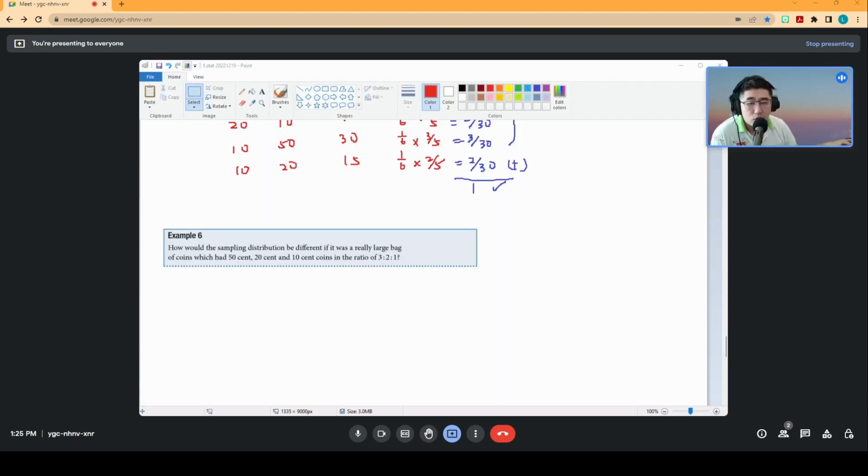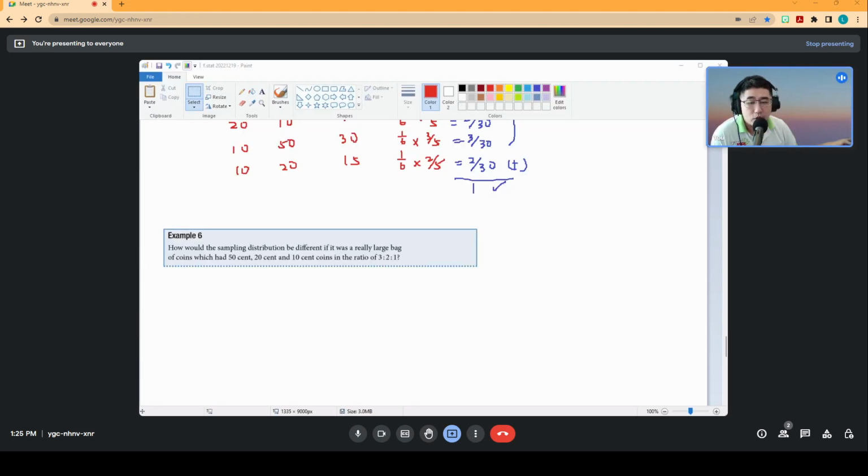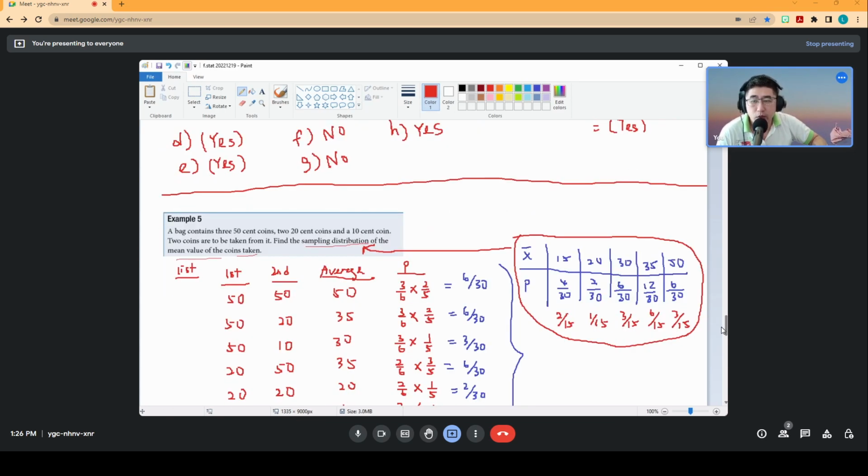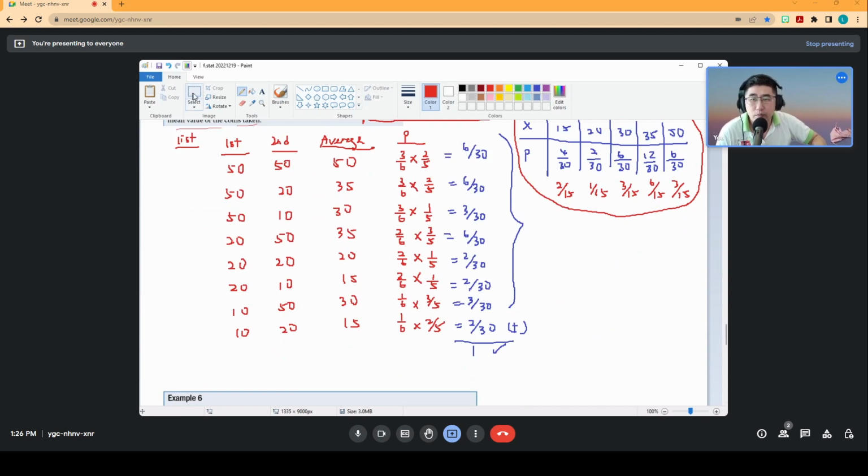So you are always representing the ratio of 50, 20, and 10 following the ratio of 3 to 1. Then you will construct your tree diagram differently. You can construct a tree diagram in a different manner. Again, you have a ratio of 3 to 1. Then we just do the calculation. You will see that the table is exactly the same.